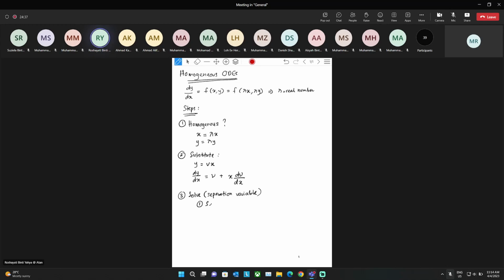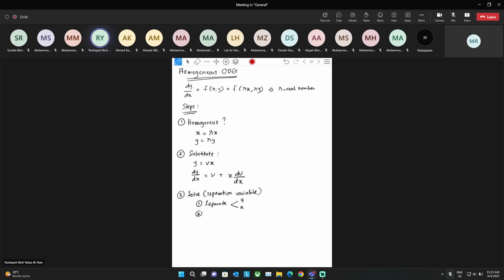So the first one, you need to separate x and y, and then after that, you need to integrate. Remember, you need to integrate both sides. Step number 4, you need to substitute back your v that you substituted before, v into y over x. And then step number 5, you need to apply the initial condition if it is applicable.